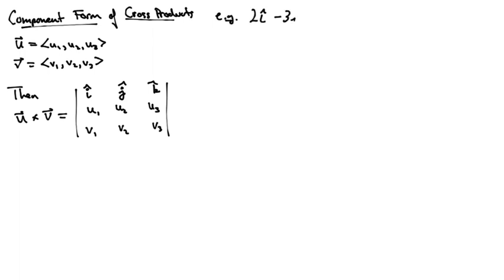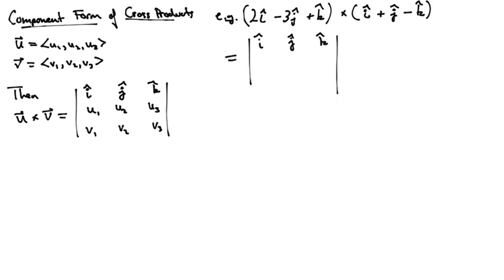So let's look at an example, 2i minus 3j plus k, and I'm going to cross that with i plus j minus k. What we're going to do here is put i, j, and k up top, and then I put 2, minus 3, and 1 in the second row. And then I'm going to put 1, 1, and minus 1 in the third row. And now we just expand this determinant by doing an expansion along that top row.